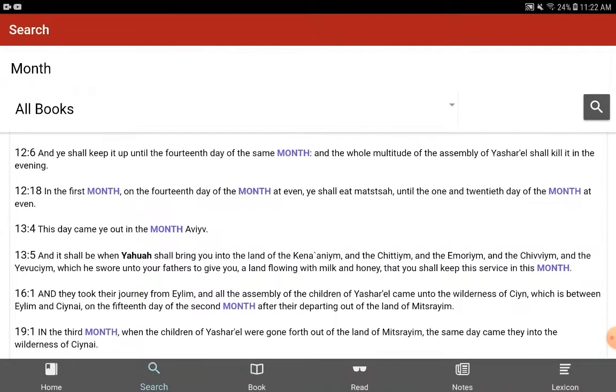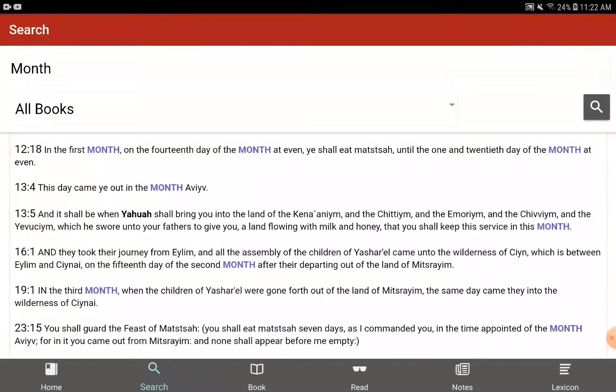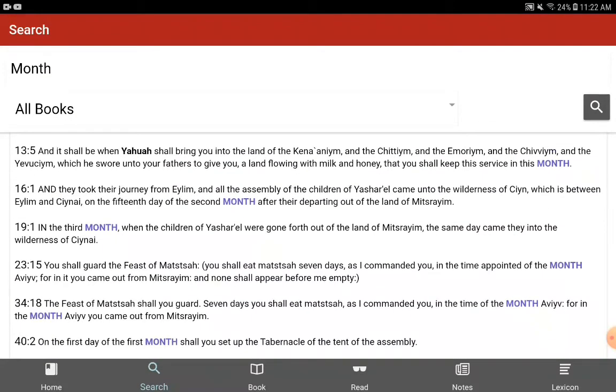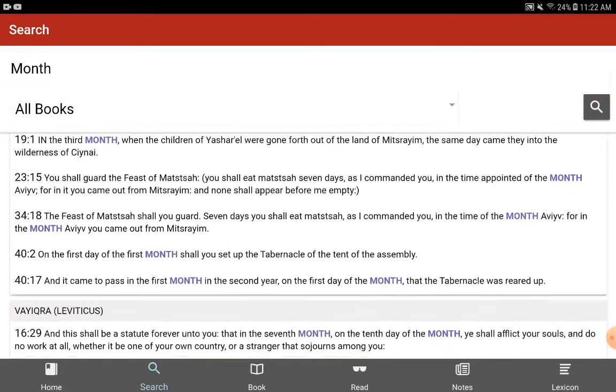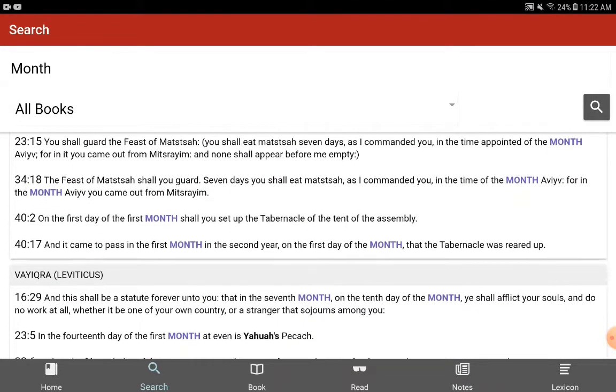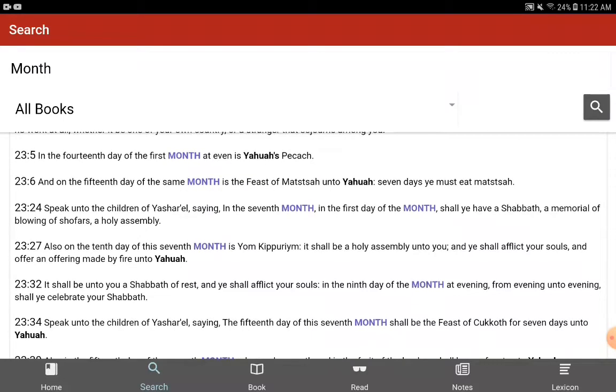See, right here is where they snuck it in. They snuck a name in. Look at all the months. In the 3rd month, in the appointed time, in the time of the month, Leviticus. The Pesach in the 14th day of the 1st month is Yahuwah's Pesach. Every one of these, it's a month, and it's a number, right? There's never any kind of names.